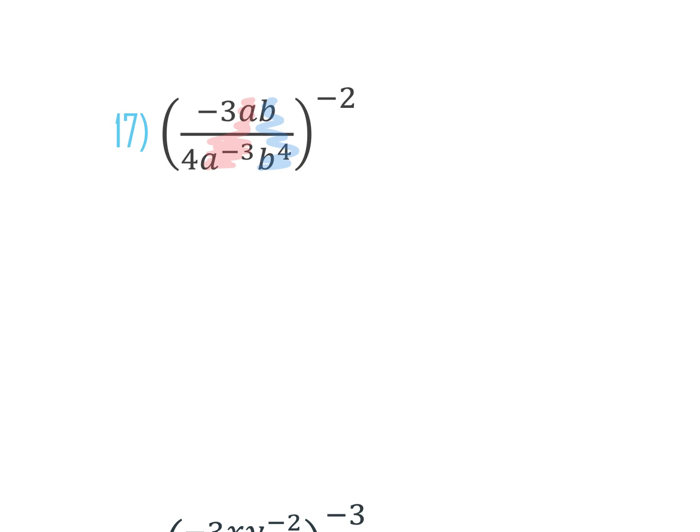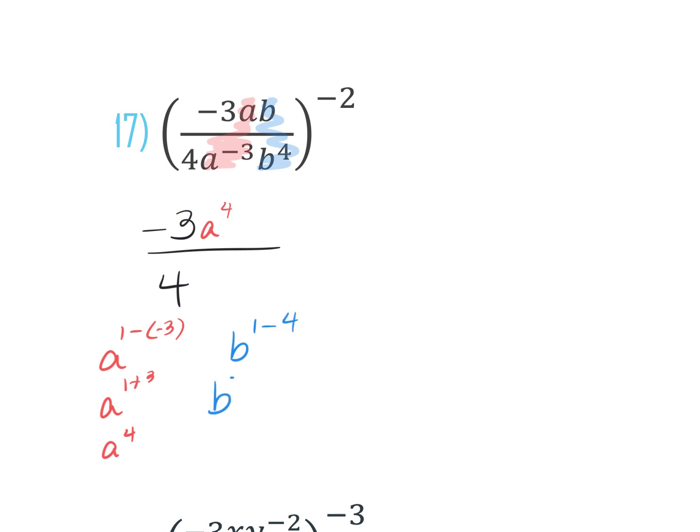So right now I'm leaving the -3/4. And then for the A, it's a to the first minus -3. Keep, change, flip it, becomes 1 plus 3. And I get a to the fourth. Because it's positive, I'm writing it in the numerator. Then I'm going to take the b's. B to the first minus the 4 gives me b to the -3. So because it's negative, it's going in the bottom.